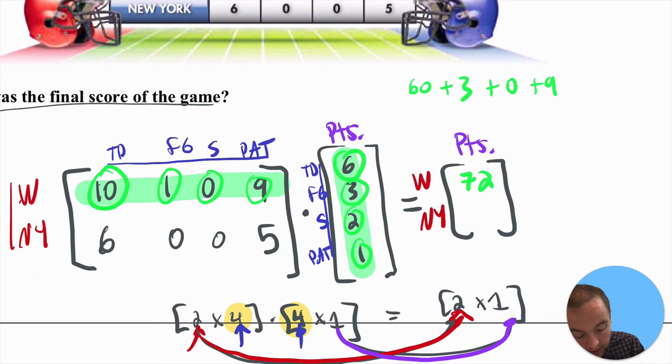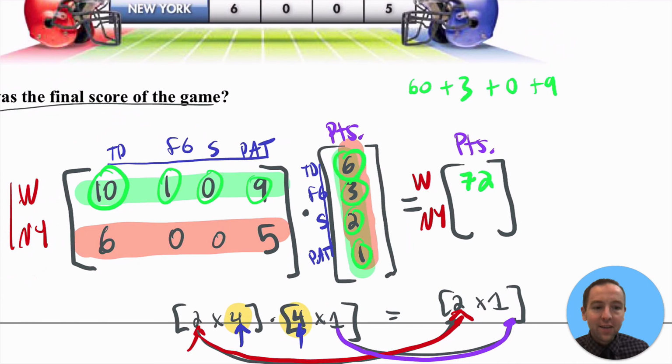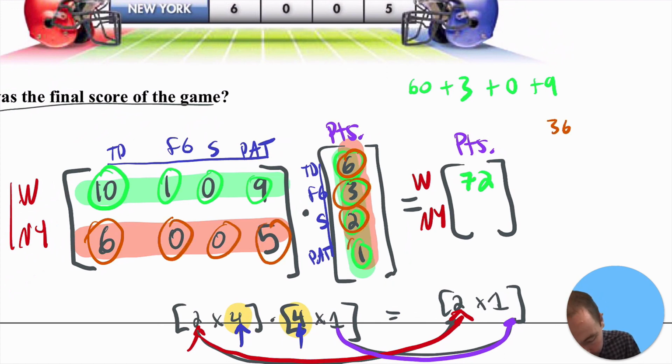Then we need to do one last component, which is to take New York's number of scoring events and multiply it by the points they're all worth. You have 6 touchdowns worth 6 apiece, which is 36 points, nothing there for the next type, and then 5 points from extra points. So 36 plus 5 gives you 41, and that gives you the answer. Hopefully that gives you a little bit of insight into how we organize matrices in terms of multiplying them, and a sense of why matrix multiplication actually works as it does.